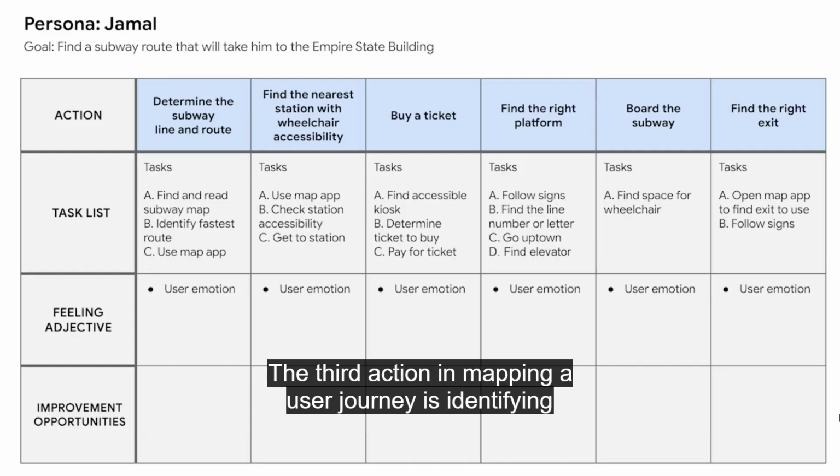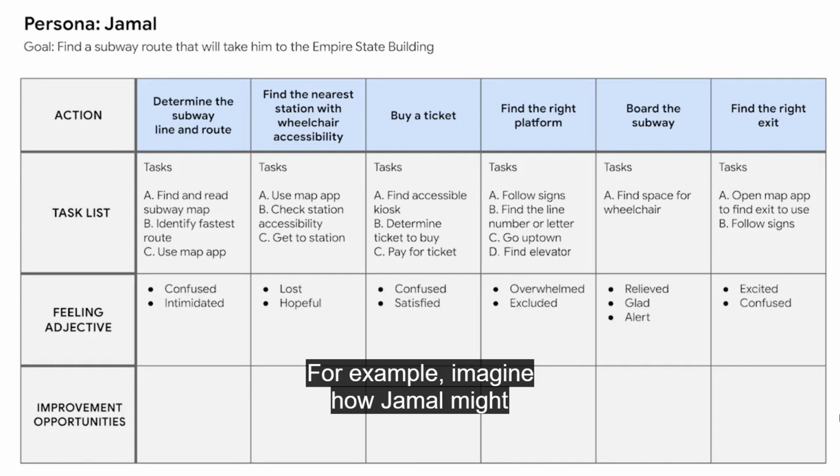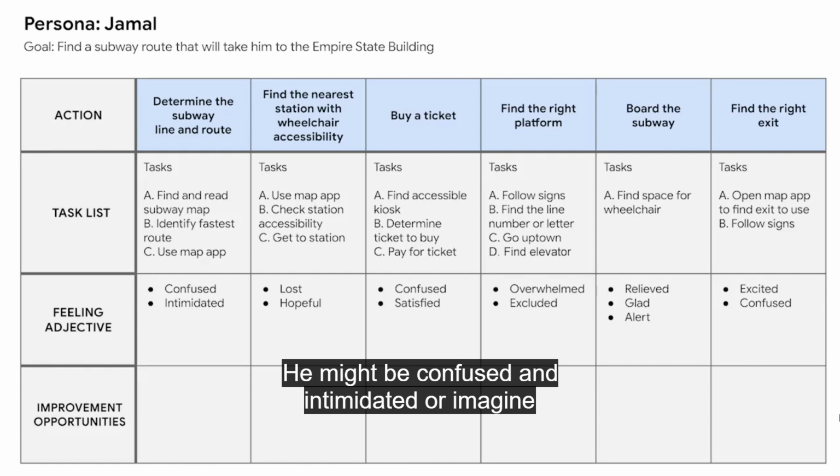The third action in mapping a user journey is identifying the user's likely emotions as they go from task to task. For example, imagine how Jamal might feel the first time he looks at the subway line map. He might be confused and intimidated.